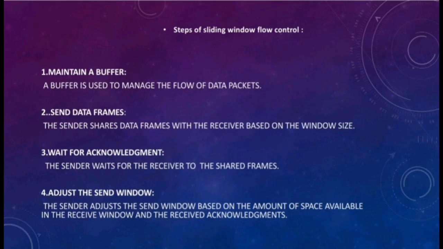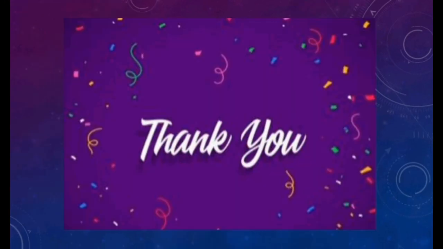Suppose we have a sender and a receiver. Sender has 7 frames to send. We suppose that the window size is 2. That means it can send 2 frames at a time. When the 2 frames are acknowledged by the receiver, it can handle the data.